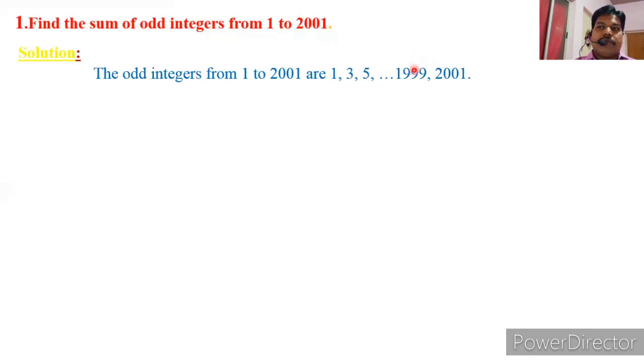The preceding term is nothing but 1999. So here, what I observed is that this sequence is in AP. Yes or no? Observe that the difference of the first two numbers, 3 minus 1, is 2, 5 minus 3 is also 2, and so on. 2001 minus 1999 is also 2. So the difference is the same, so automatically we can say that the sequence is in AP.